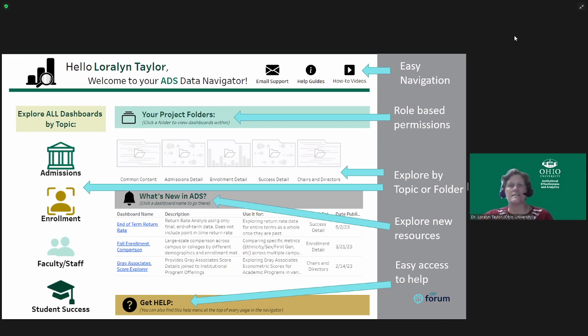So you can see at the top right here, they have an easy button to email support, to access our help guides or our how-to training videos. They can also explore what dashboards we have available either by topic area on the left or by folder. And we have a section where they can explore new resources that we've made available to them. And they can again have easy access to help. They've got a help button down at the bottom as well.